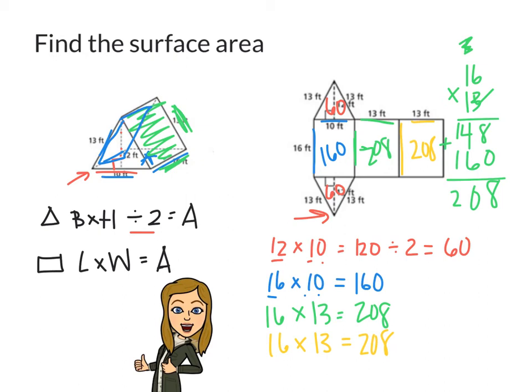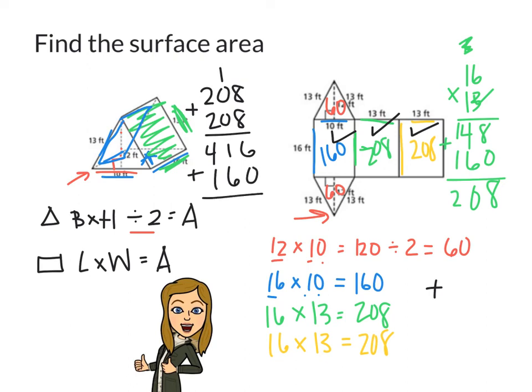Like I said, this is a super long process, but we're on to the last step, which is adding all of these together. So I'm going to start with the larger numbers on top. So an area of 208, another area of 208. Let's add those first. So 8 plus 8 is 16. Carry the 1. 1 plus 0 plus 0 is 1. 2 plus 2 is 4. Okay. So now I'm going to add the next rectangle, 160. So I'll get 6 here, 7, and 5.